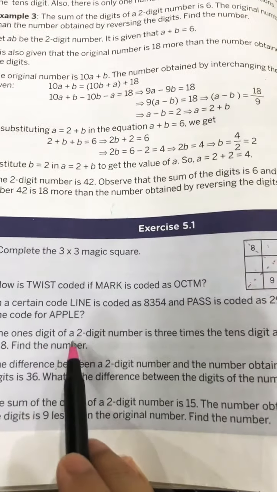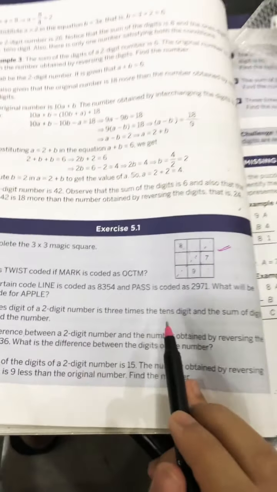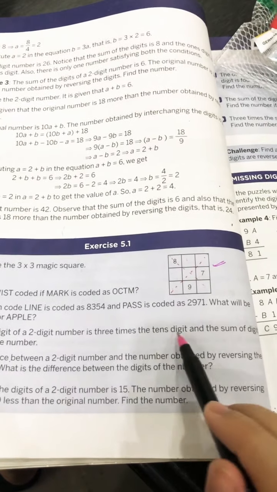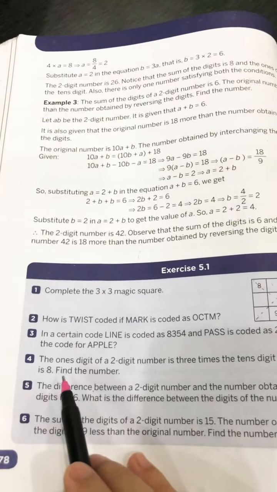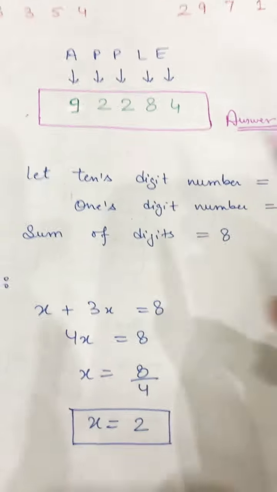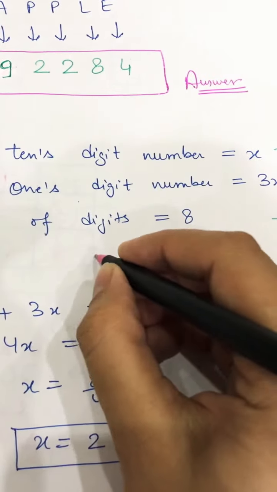The ones digit of a 2-digit number is 3 times the tens digit, and the sum of the digits is 8. Find the number. As we have discussed in the class, there is a 2-digit number. Let me write here.